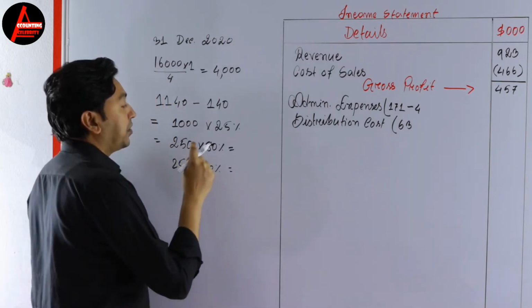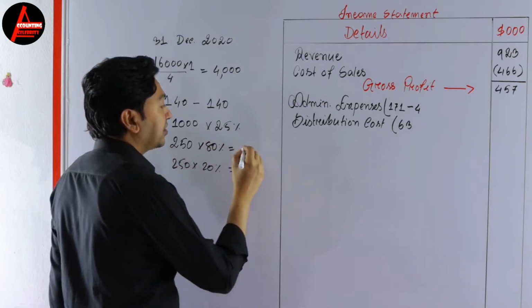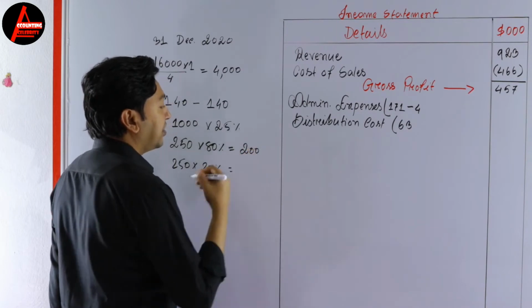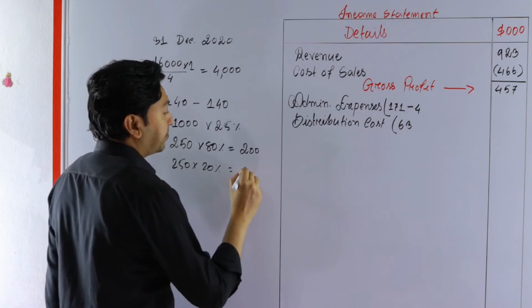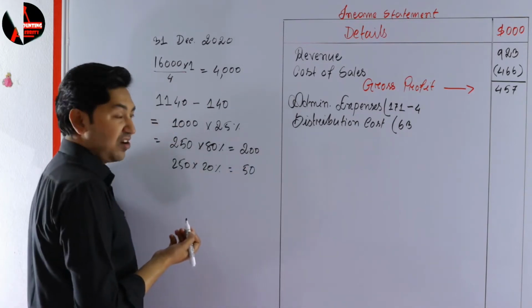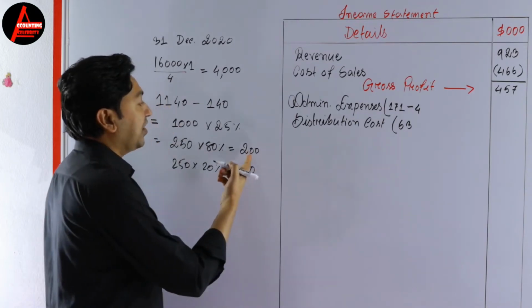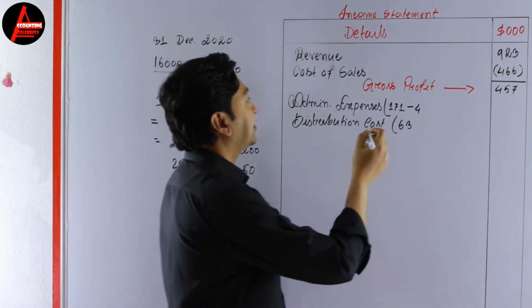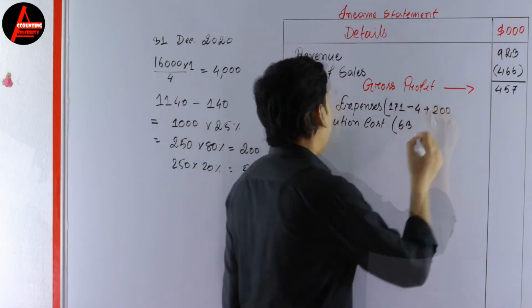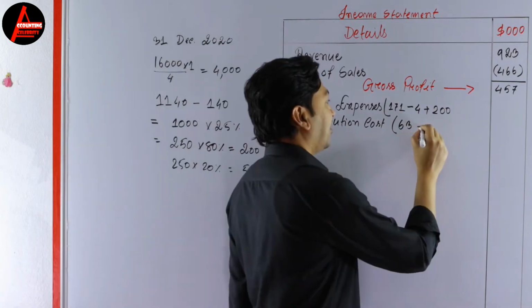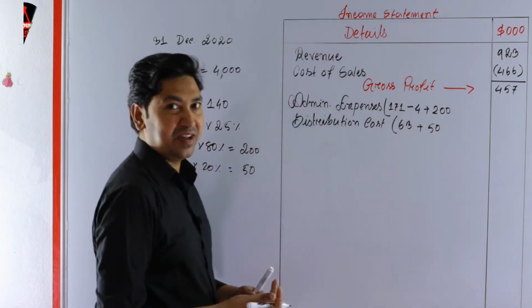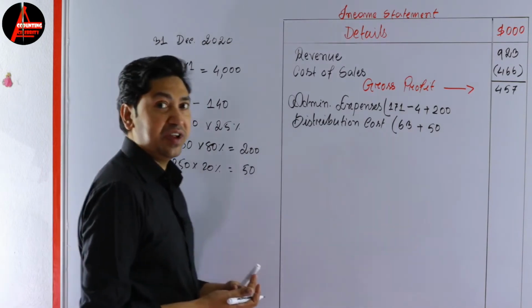Okay, 250 times 80%, we get $200,000. And here if we multiply, we get $50,000. So now we will add this $200,000 with the admin expenses, and we'll add this $50,000 with the distribution cost. Very simple. Okay, very good. So number 2 is done.